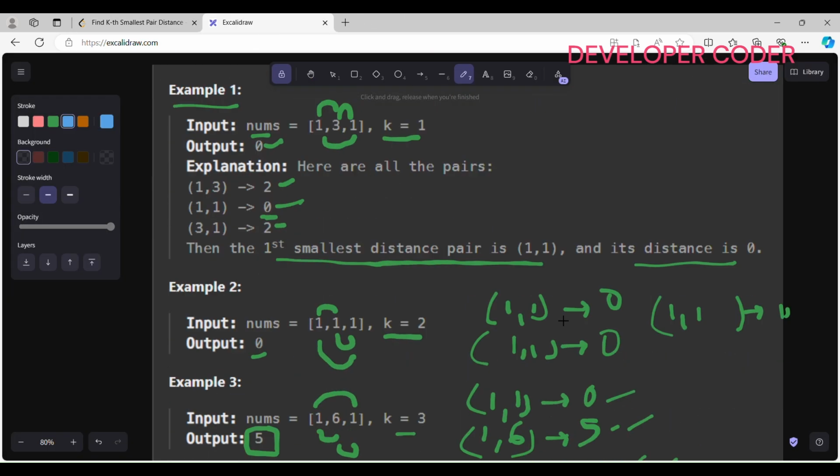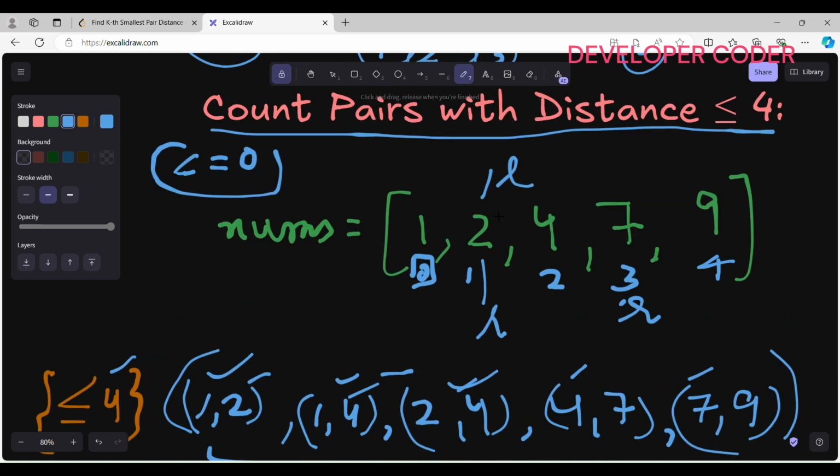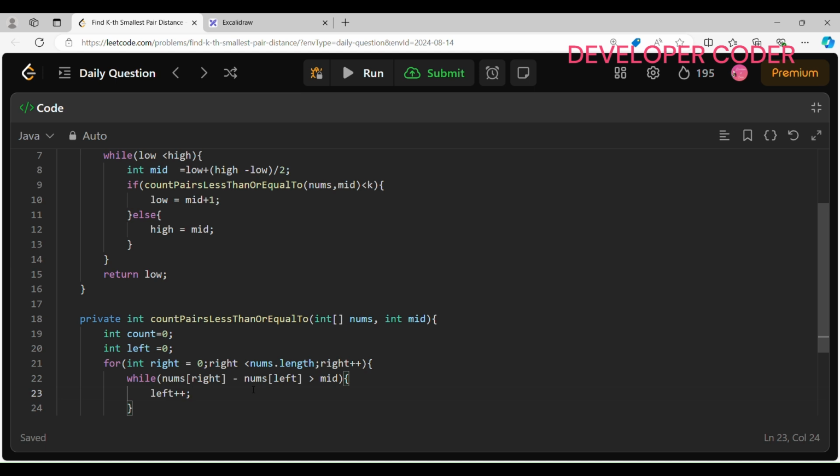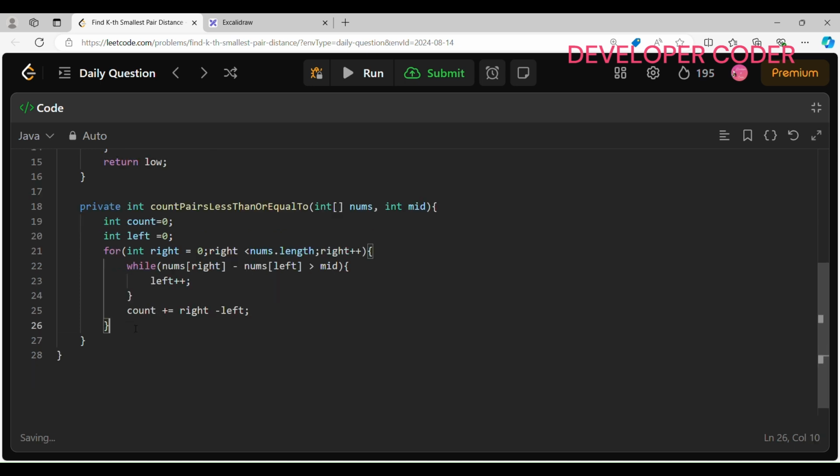So see here, 1 and 7 is not a pair, then I am incrementing left to this point, because I don't need to check 1 and 9 later on. 1 and 7 is not a pair, so I don't need to check 1 and 9. I have to change the value of this left. This is what I am doing. Then I am just going to update my count as count plus right minus left, and from here I am just going to return count.